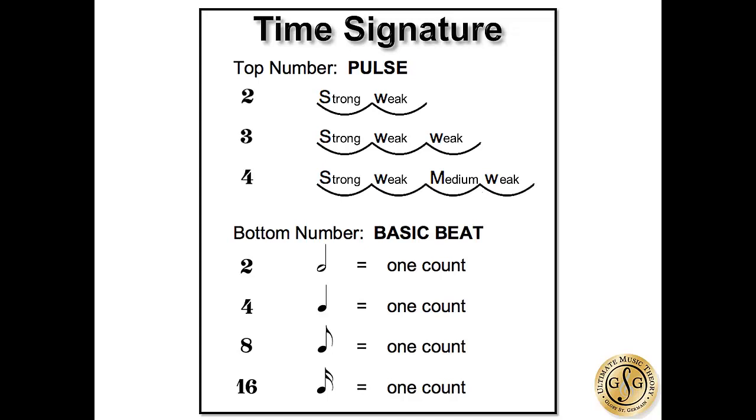The bottom number is 2, 4, 8, or 16 and indicates what kind of note equals 1 beat. If the bottom number is 2, a half note equals 1 count. 4, a quarter note equals 1 count, and so on. Now, time signature is determined by variations of pulse that each equal 1 basic beat.